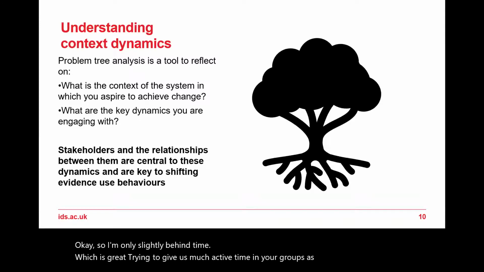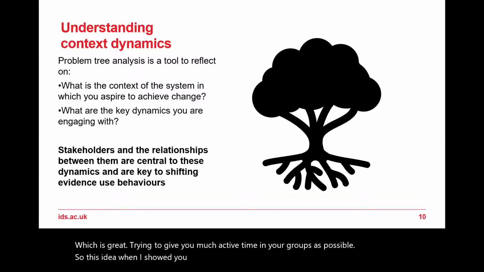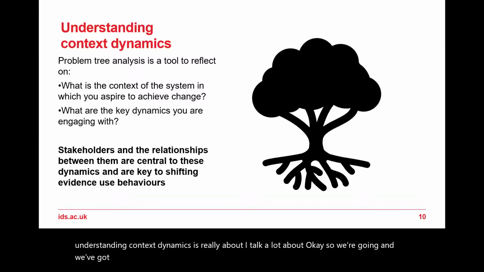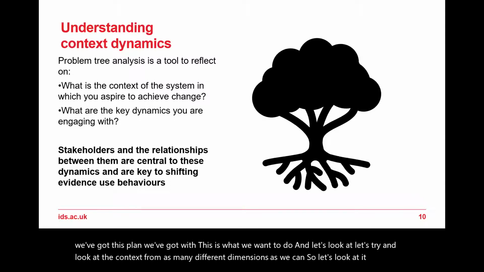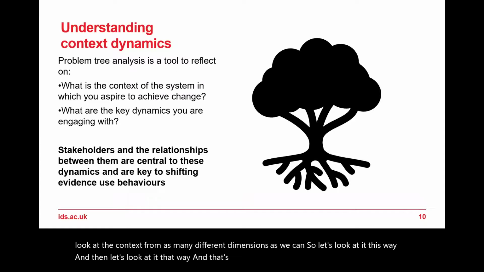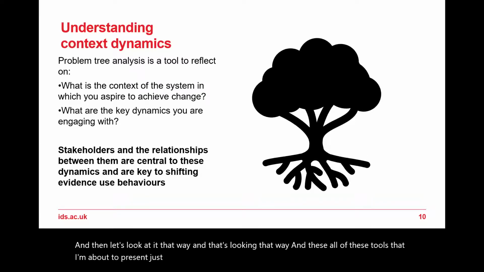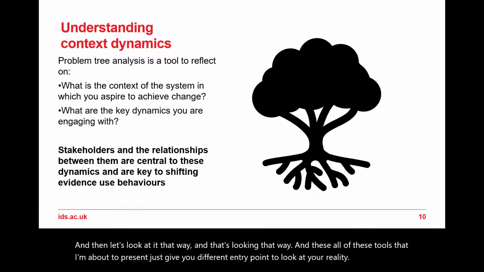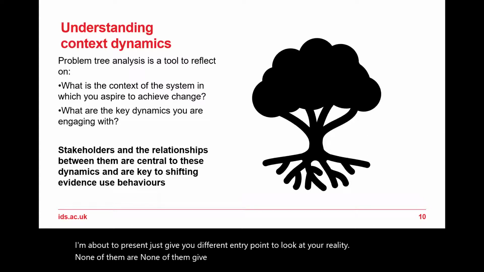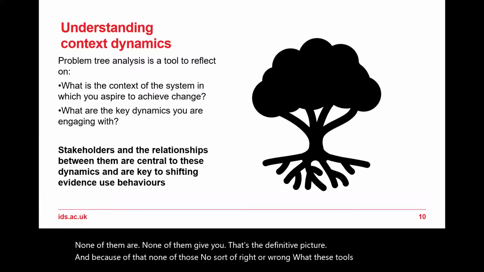So when I showed you the third step in the theory of change, understanding context dynamics, it's really about this: we've got this plan, this is what we want to do, and let's try and look at the context from as many different dimensions as we can. Let's look at it this way, and then that way, and that way. All of these tools I'm about to present just give you a different entry point to look at your reality. None of them give you the definitive picture. Because of that, there's no right or wrong. What these tools are for is to have that conversation.